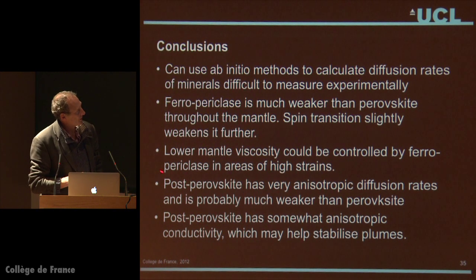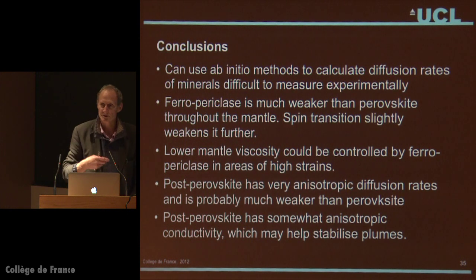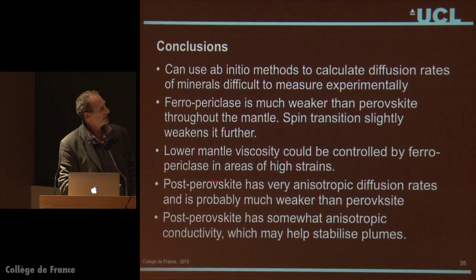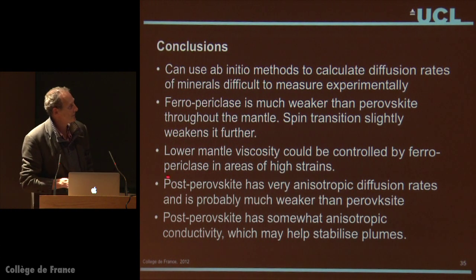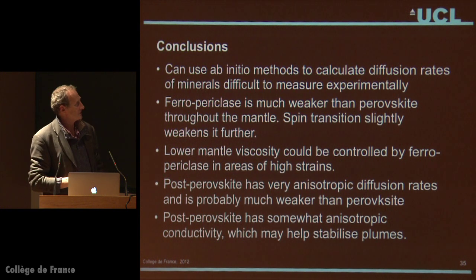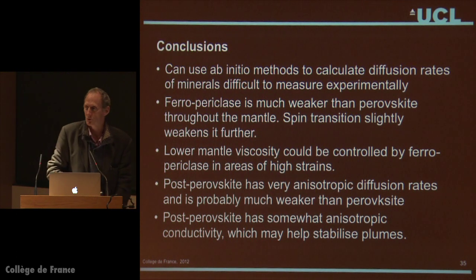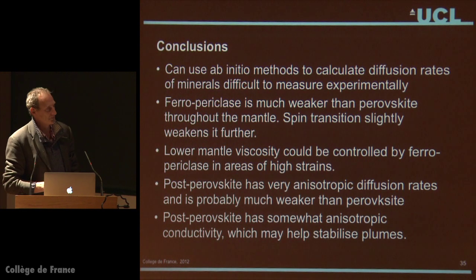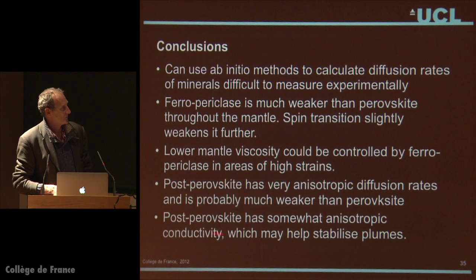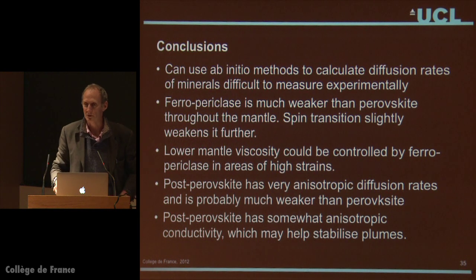So one of the things that I've been banging on about for a little while now is that the lower mantle viscosity, at least in areas of high strain, can actually be controlled by ferropericlase rather than perovskite, and therefore is much weaker in certain places. Again, post-perovskite looks to us to be much weaker than perovskite, and it's interesting to see what comes out of that. And it also has a somewhat anisotropic conductivity, which may or may not help stabilize plumes depending on that amount of heat flow. Okay, thanks very much.